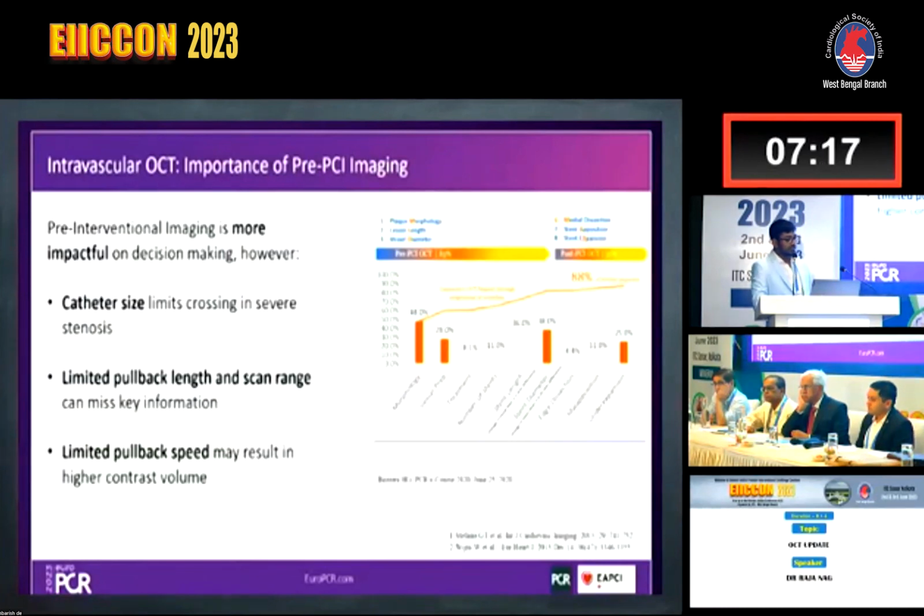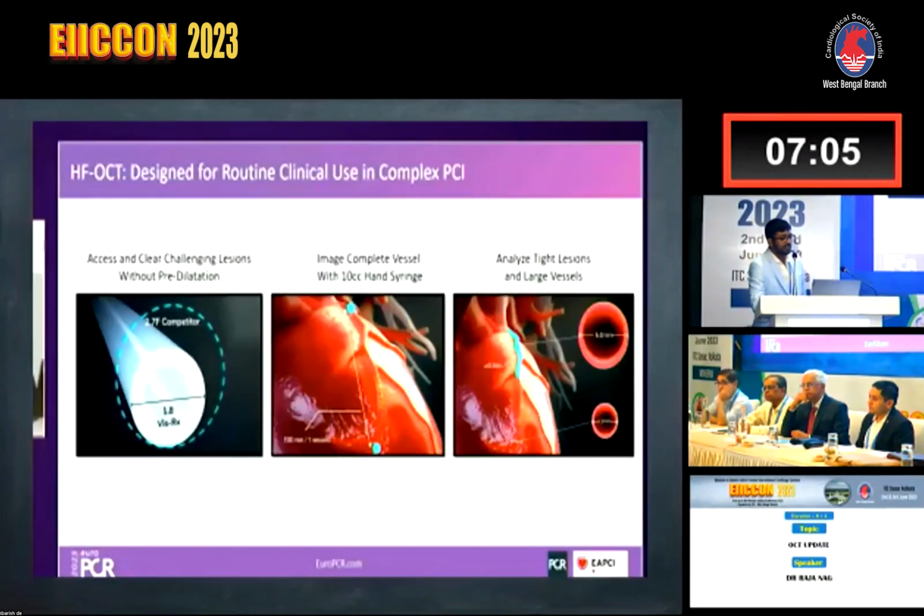And the limited pullback length and scan range can miss key information, with limited pullback speed and also the contrast volume. So this is high frequency OCT. As you can see, even the catheter size is much smaller than the present day OCT. And with a simple hand injection of 10 ml contrast, we can scan a length as long as 100 millimeter within 1 second. So this is where the breakthrough technology comes in, where we can get clear visible images with 10 ml contrast and scan up to 100 millimeters.